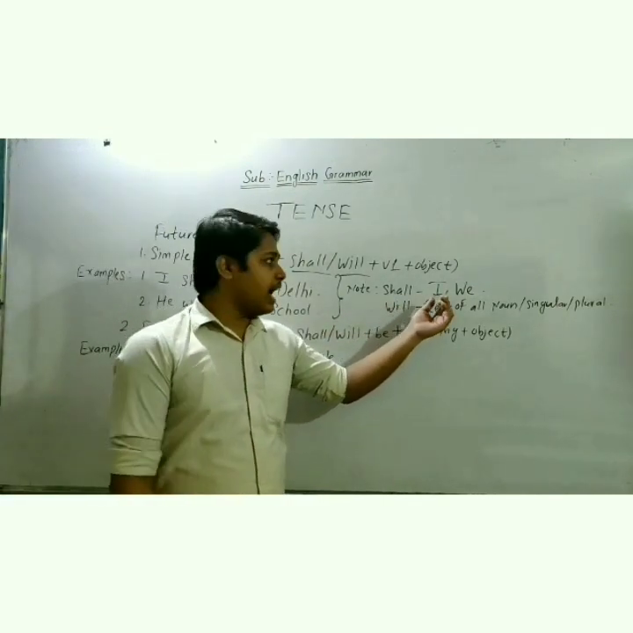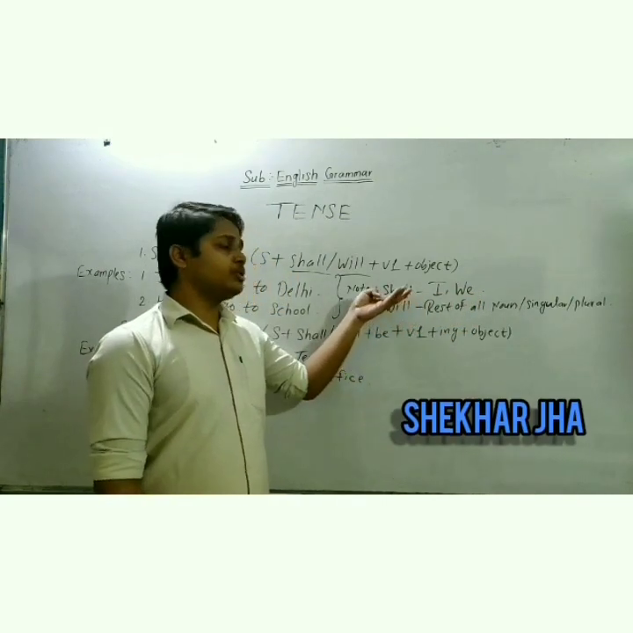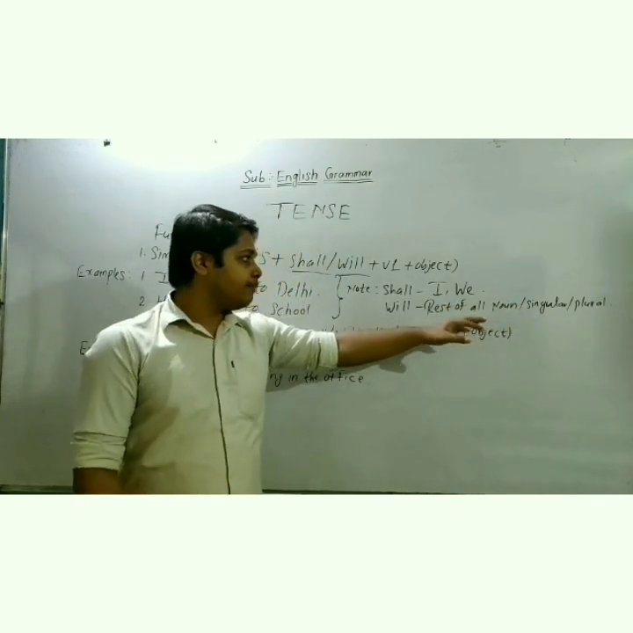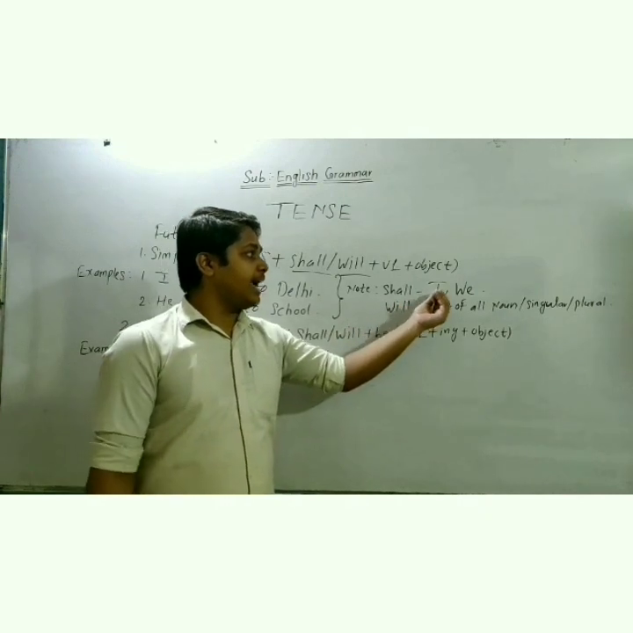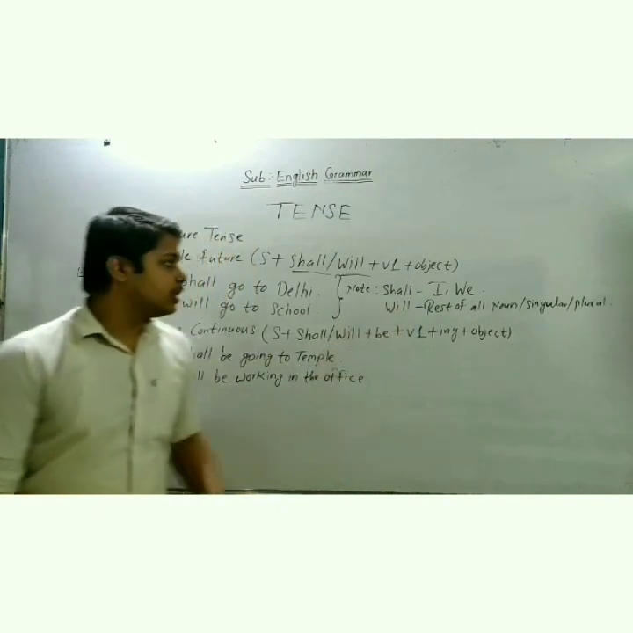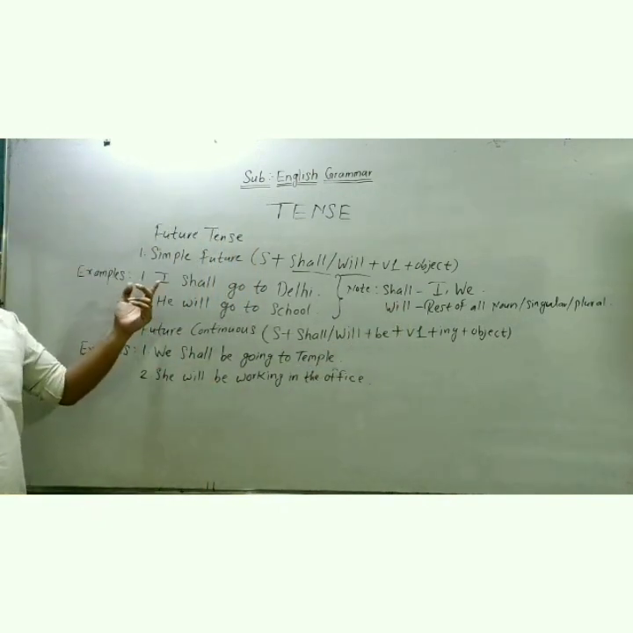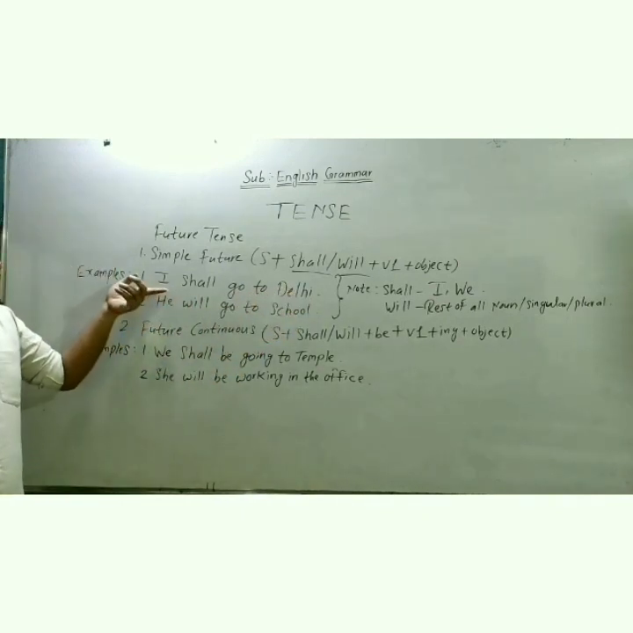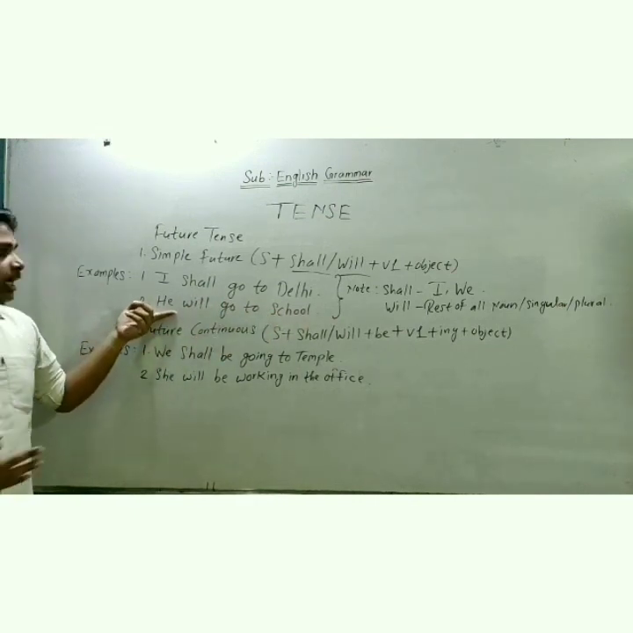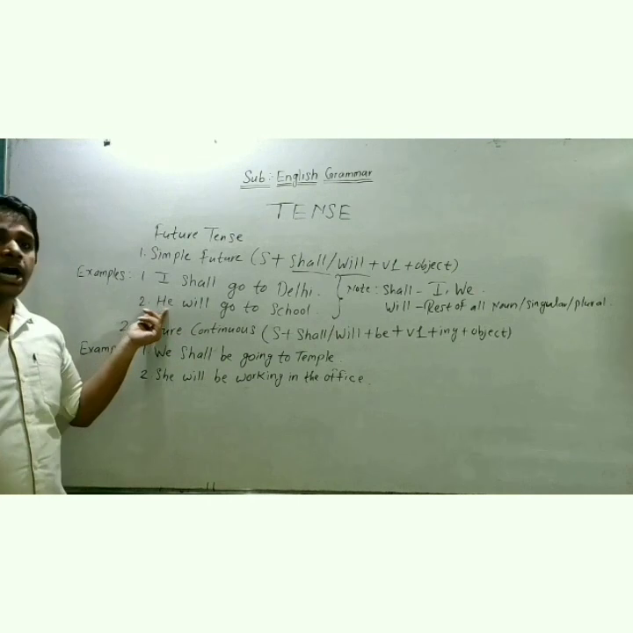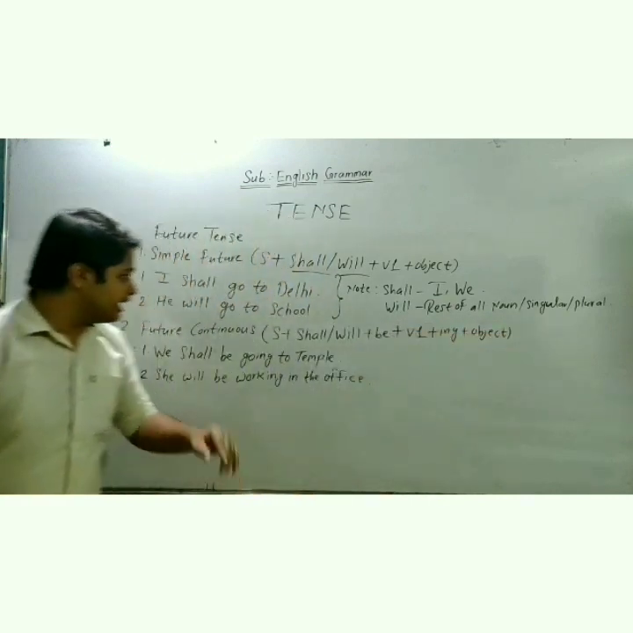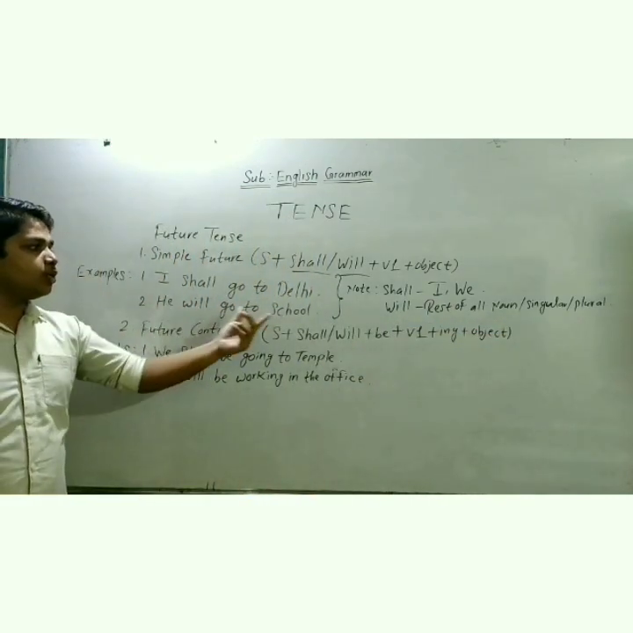If the subject is I or we, we have to use only shall, and for the rest of all the subjects, whether a noun, singular noun or plural noun, we have to use only will. So keep it in mind: for I and we use shall, and for all the rest of the subjects use will. According to that, the first example is I shall go to Delhi, where for I we use shall, and he will go to school, because he is a third person singular noun, so we use will.